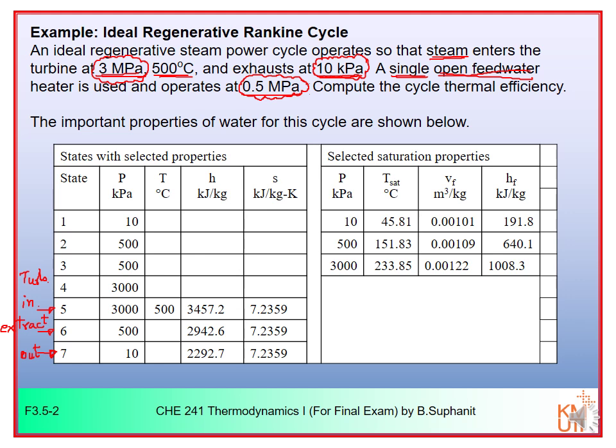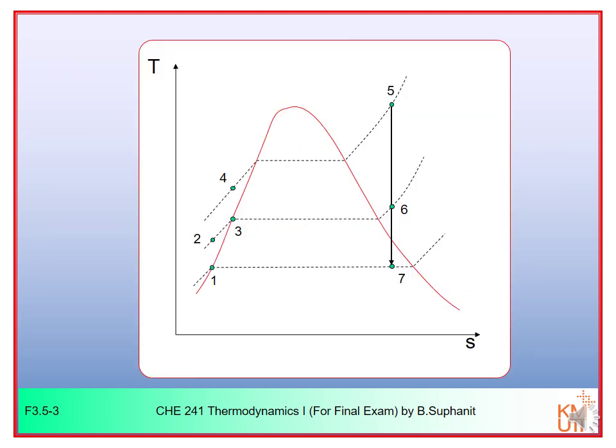Now let's have a look at the cycle on the TS diagram. On the TS diagram, you can see that we are going to operate this cycle on 3 different pressure levels. We have high pressure, we have intermediate pressure, and we have low pressure here. You can see from the information in the previous slide that information at number 5, number 6, and number 7 is provided. You know enthalpy H5, H6, and H7.